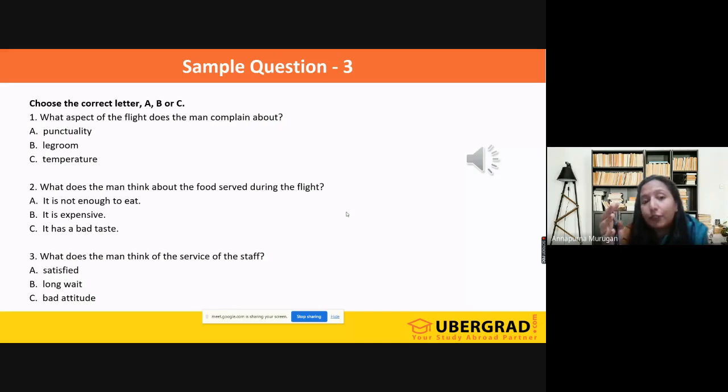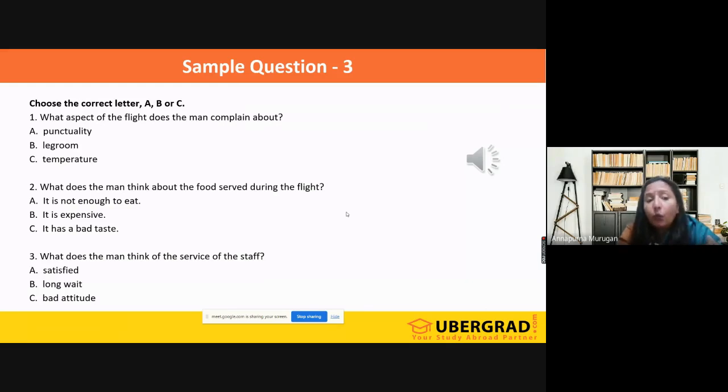So what we need to do is understand the question idea. Let me explain the question so that you people can imprint the question here. What aspect of the flight does the man complain about? The man is complaining about something. And what is that particular thing? Okay, so what is the complaint that the man is making with regards to the flight? So we need to concentrate on what complaint the man is making with regards to the flight. Okay, that is one thing.